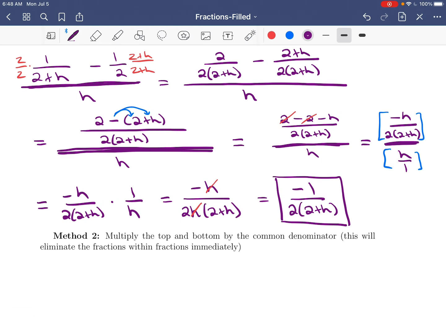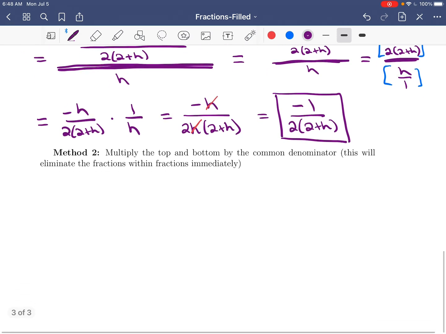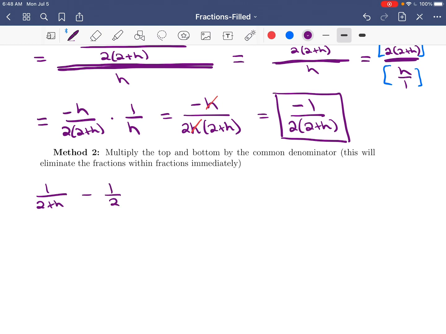Okay, so that's one method. Another way you can do it is to multiply the top and the bottom of the big fraction by this common denominator. Okay, so let's see how that one works. So it's 1 over 2 plus h minus 1 over 2, all over h. So I'm going to take this top and I'm going to multiply it by what the common denominator is going to end up being, which is 2 times 2 plus h. And whatever I do to the top, I have to do also to the bottom.